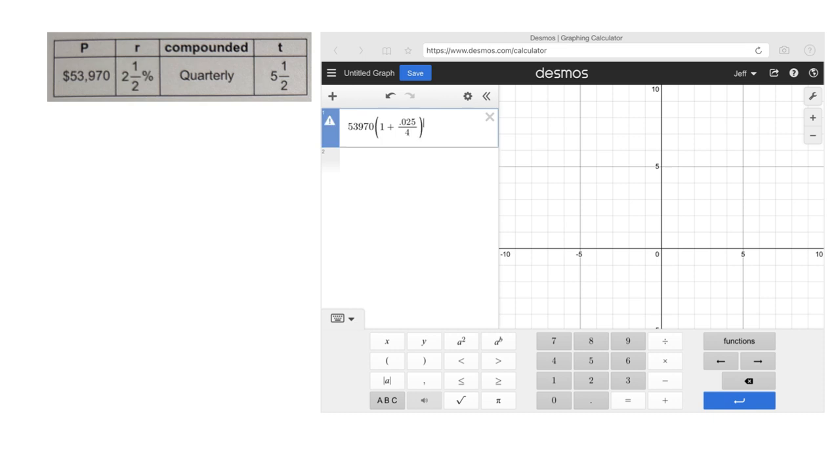And then I have to raise that to the exponent. So the exponent will be that 4 again times the number of years. So it's 5.5 years. 5.5 years. There we go. So after 5.5 years, if you put $53,970 in at 2.5% interest compounded quarterly, you'll have $61,898.77. I'm not sure how you have to round that number, but that's how you have to put it in.